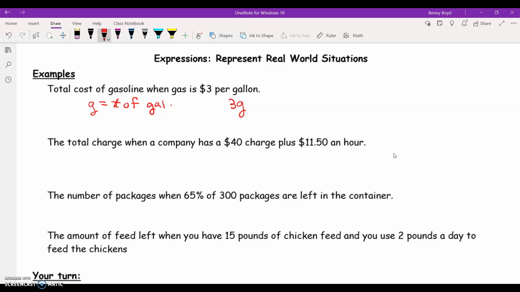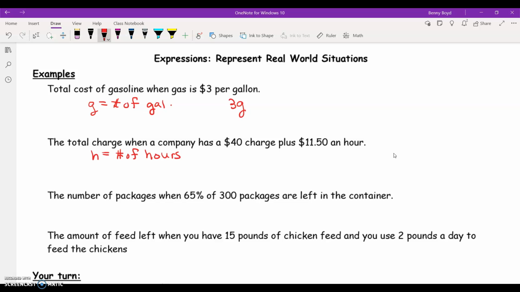For example number 2, the total charge when a company has a $40 charge plus $11.50 an hour. So we're going to let H equal the number of hours. Now you can choose your variables to be whatever you want to, but it seems logical to me here to let G be the number of gallons of gas, and again H be the number of hours for this example.